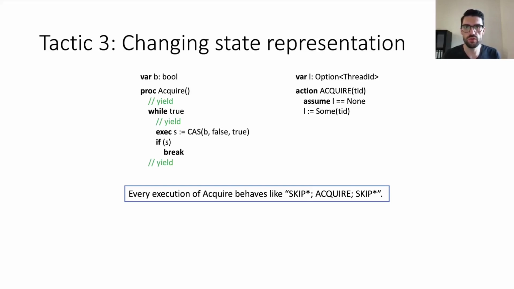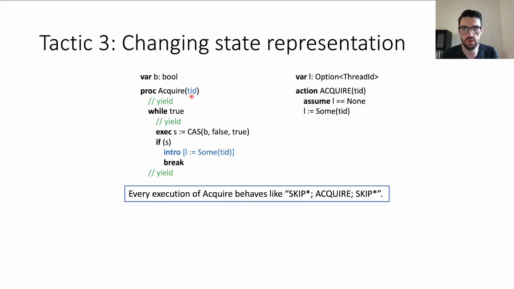Now, when doing a layered proof, it is often convenient to change the state representation of the program to simplify the application of subsequent proof tactics or even enable these applications in the first place. What we have here is the same acquire procedure as before, but now we want to prove a different atomic action specification, namely one that ranges over a variable L that is either equal to none if the lock is not held, or it is equal to some thread ID, namely the thread ID of the thread that holds the lock. So to make the connection between these different states, B and L, the programmer is actually allowed to refer to the new state in the original program.